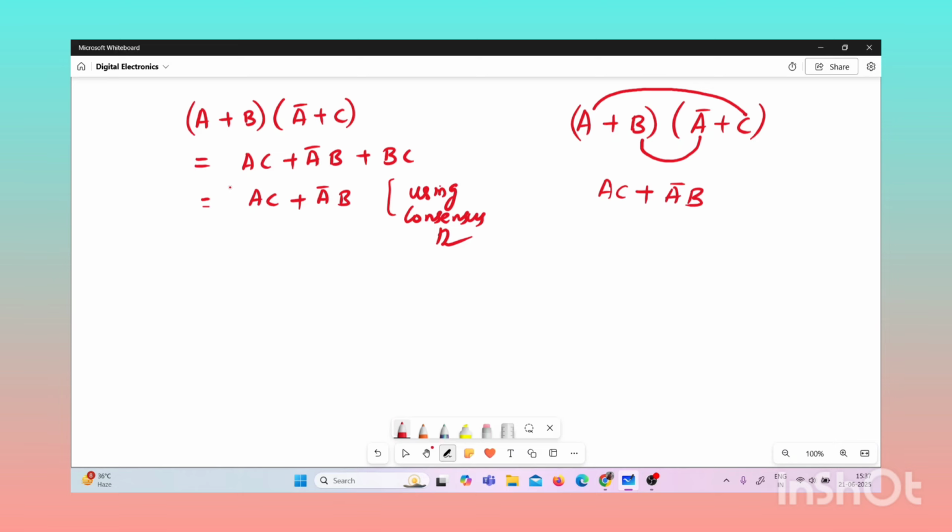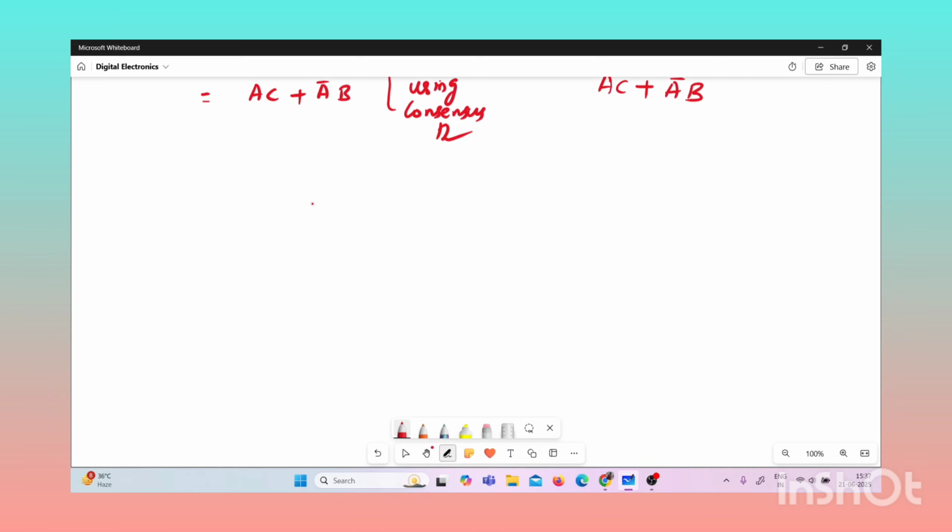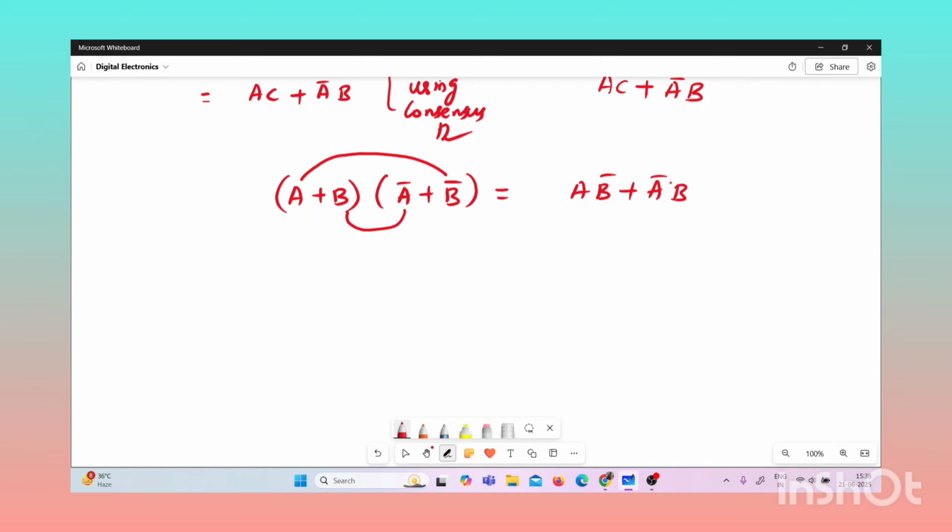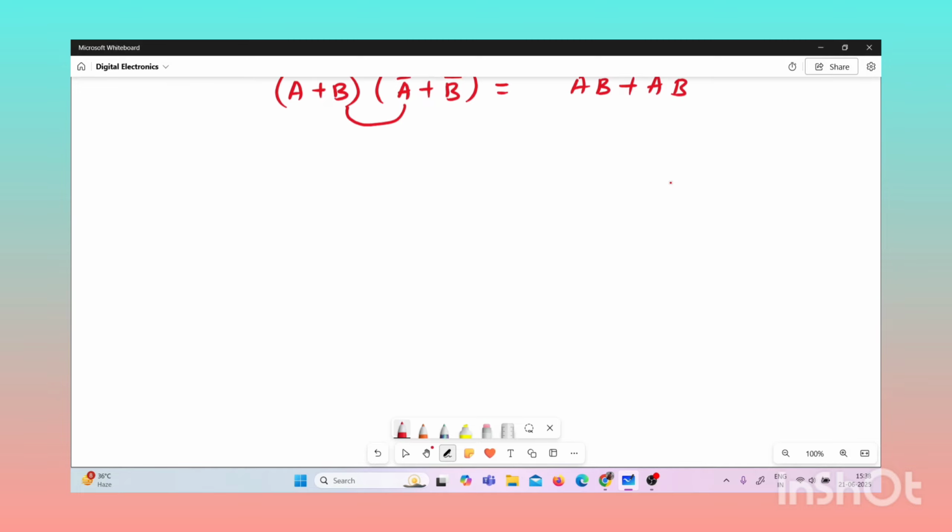Okay. So let us implement the same. Let us simplify this: a plus b dot a bar plus b bar. As in the above step, it is to be multiplied like this. a is to be multiplied with b bar and a bar is to be multiplied with b. It should be a b bar plus a bar b. And next, one more theorem, the last one, a very simple theorem.